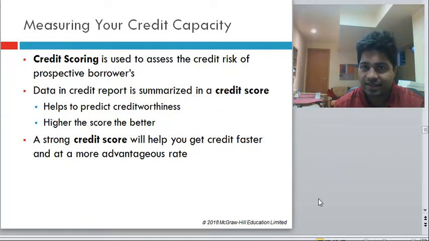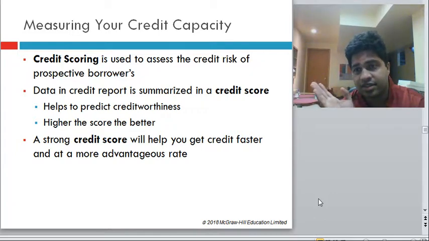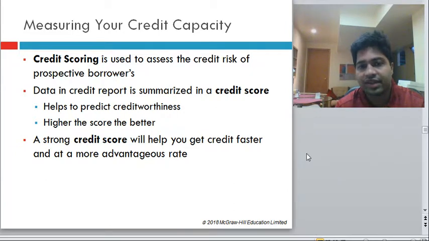Credit scoring is used to assess the credit risk of prospective borrowers. Data in the credit report is summarized in the credit score. Credit scores help you to predict creditworthiness. The higher the score, the better it is. So we generally have a range of 300 to 900 points. Anything above 600 is considered good. So if your credit rating is above 600, you are considered good. Higher the better. A strong credit score will help you get credit faster and at an advantageous rate.